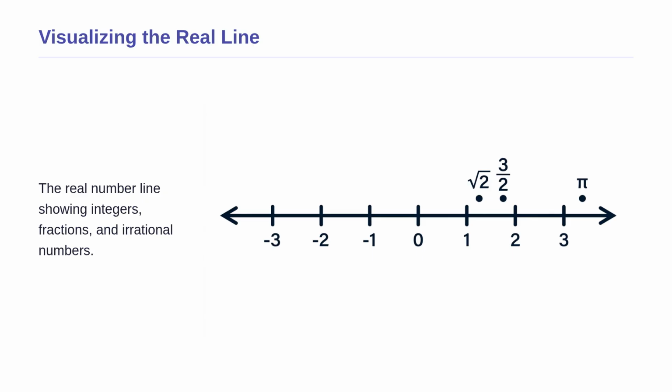You are seeing a straight horizontal line with the origin marked at 0. Positive numbers stretch out to the right and negative numbers stretch out to the left. Notice how we have placed specific dots for different types of numbers. The fraction 3/2 sits exactly halfway between 1 and 2. The irrational number square root of 2 is just before it, and pi sits just past the number 3. Every number has its exact, permanent home here.